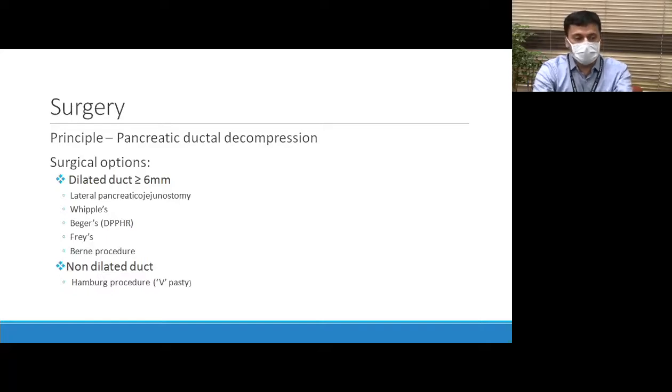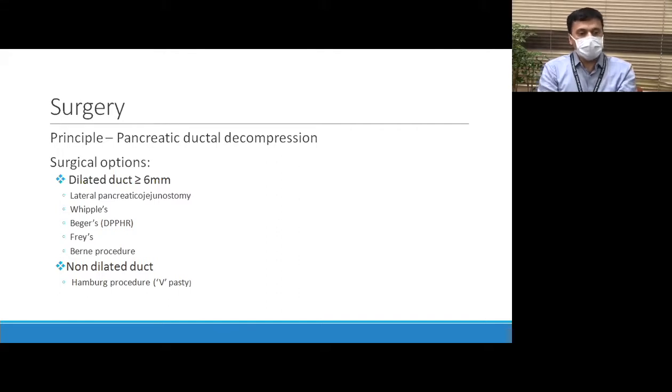Surgery: the principal surgery advised in patients is for pancreatic ductal decompression. The surgical options, if the duct is dilated more than 6 mm, include the Whipple's procedure, Beger's procedure, and Frey's procedure. These are the common surgical procedures that patients undergo. And if the duct is non-dilated, then patients tend to undergo a procedure called the Hamburg procedure.